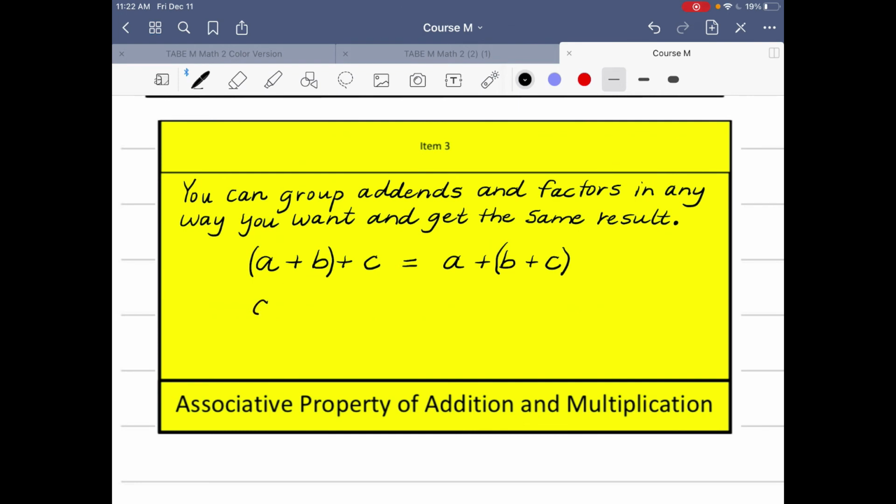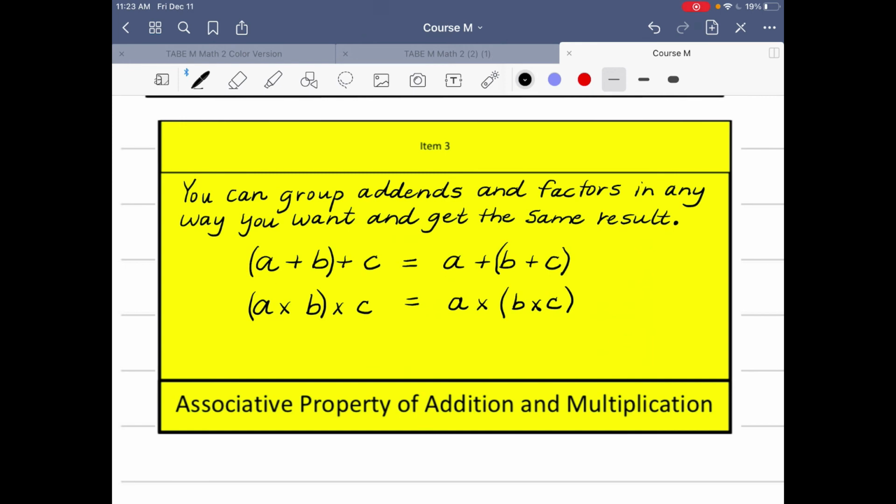The same with multiplying. I can multiply A times B and then multiply C, or I could do B times C first and then multiply A, and it will not change the result.